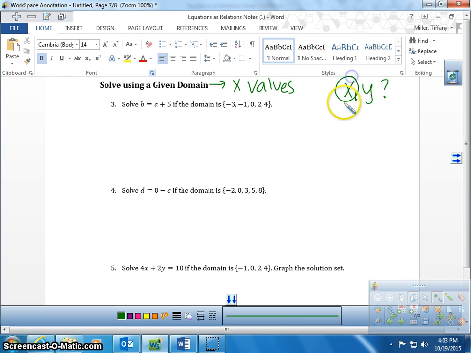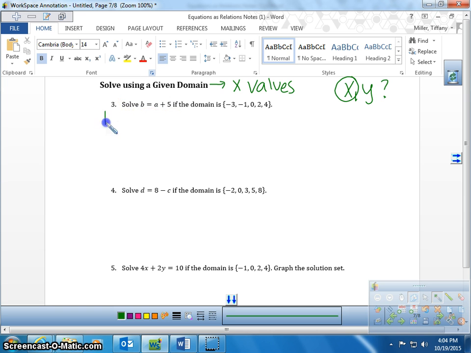The x, right? X in the alphabet comes first. So therefore, my a is going to be considered my x because it comes before b in the alphabet. So if my domain is negative 3, negative 1, 0, 2, and 4, we're going to plug this into my a value to find my b.